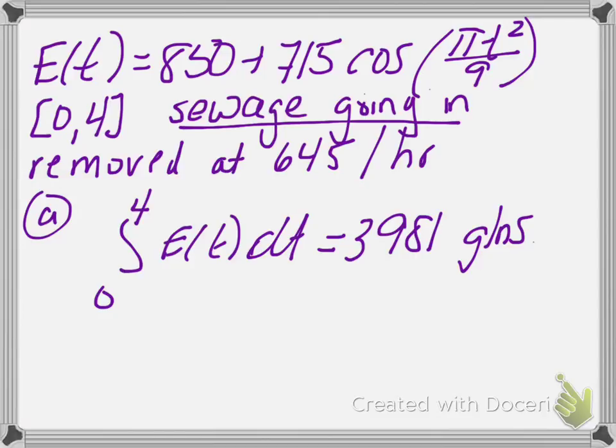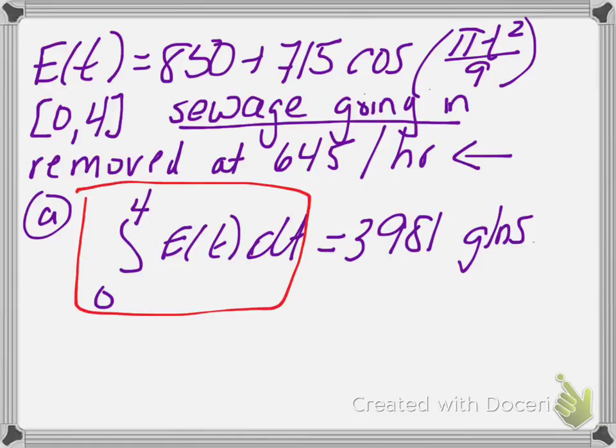Just in case you were wondering, you do not have to worry about the amount of sewage being removed at 645 gallons an hour, because the question is just asking about the sewage entering. They're not saying how much was in there, because then you'd have to consider what went in and what came out. They're just asking what went in. So the point values for this are, if you wrote this, you got 1 point, and then if you wrote this, you got 1 point.